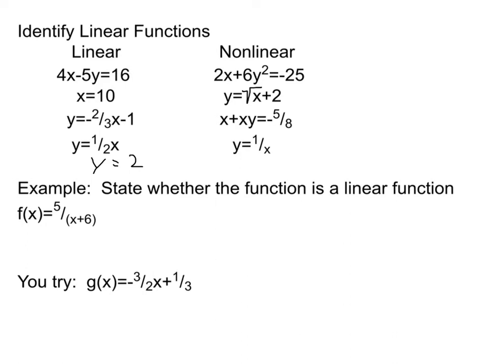So if we take a look at one ourselves, really you're going to see it written like this, f of x equals 5 over x plus 6. That comes from this parent function here, the 1 over x. Anytime we have an x in the denominator, it's not going to be a linear function. So that one is not a linear function.